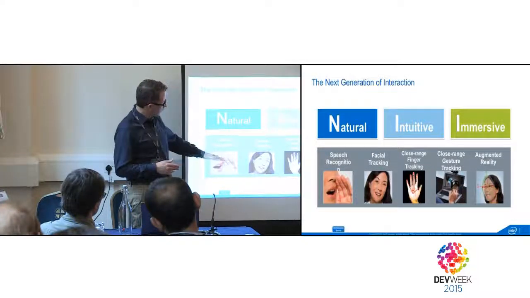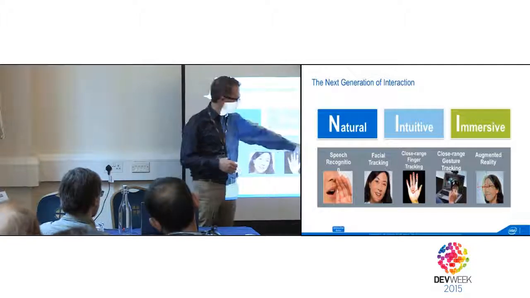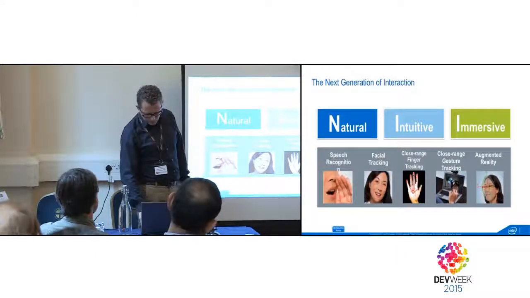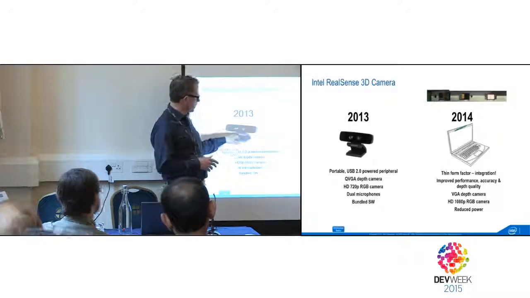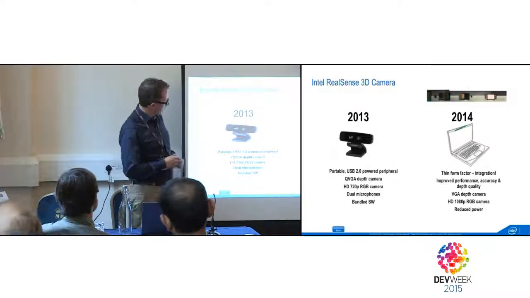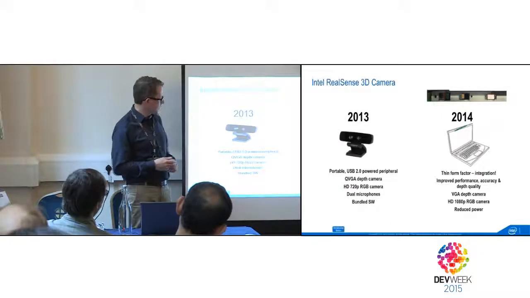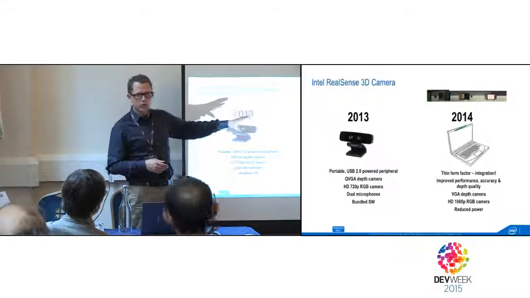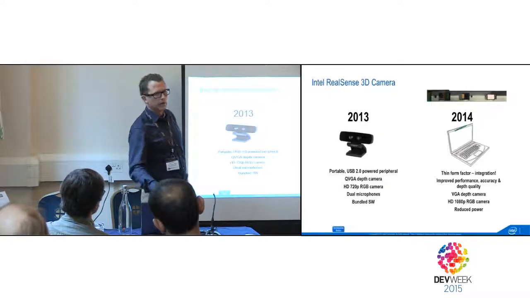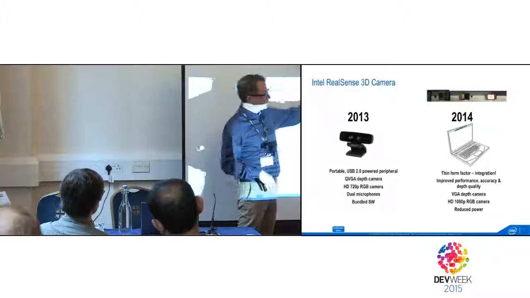So that means we want to go into speech recognition mixed with facial tracking, close range finger tracking, close range gesture tracking. That's more the Kinect, right? And augmented reality. And we have been working in 2013 with a company called Creative, which developed with us a 3D camera, an external camera. It was a USB 2.0 camera with 720 lines HD. And we continue to work on it because an external camera is not the solution, right? Everybody on his laptop or tablet has a 2D camera. And we think it's worth to have a 3D camera. So we developed our own 3D camera.